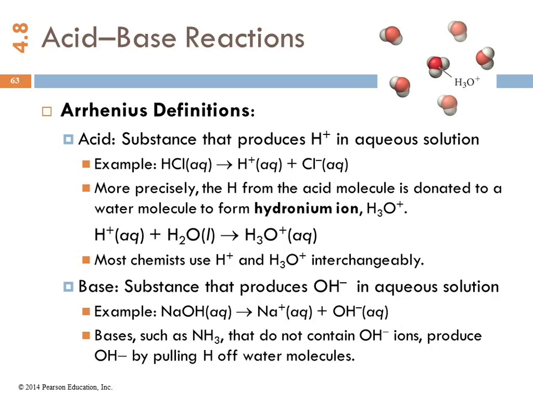So we have to talk real briefly about what acids and bases are. The Arrhenius definition of an acid is that it is a substance that produces hydrogen ions in aqueous solution. So hydrochloric acid, HCl, we put it in water, that's aqueous. We get hydrogen ions and chloride ions. But what's really going on is that the hydrogen from the acid is being donated to a water molecule.